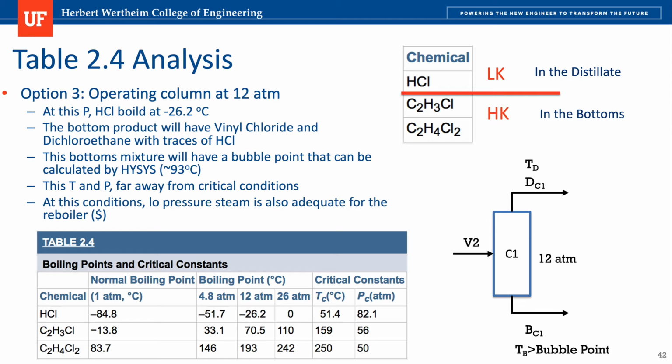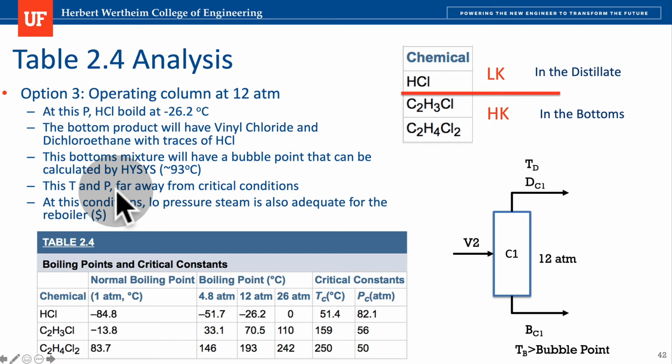The bottom product will have vinyl chloride and dichloroethane with traces of HCl. This bottom mixture will have a bubble point that can be calculated by HYSYS. You can actually take the stream coming down and specify the vapor fraction, depending on whether you have a dew point or bubble point. And you can put in the operating pressure, and that will tell you the temperature of the reboiler.